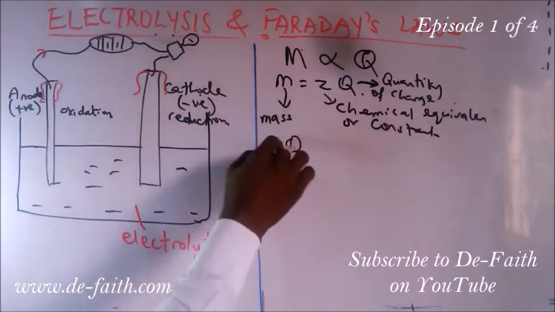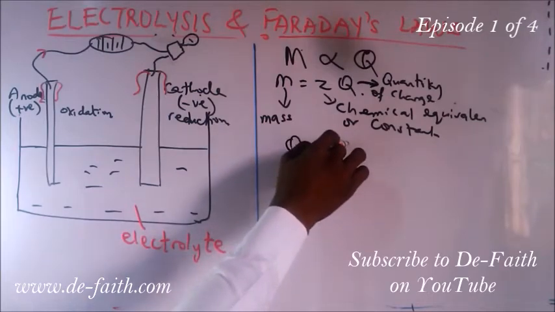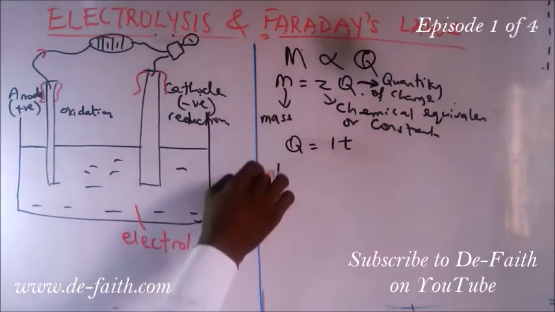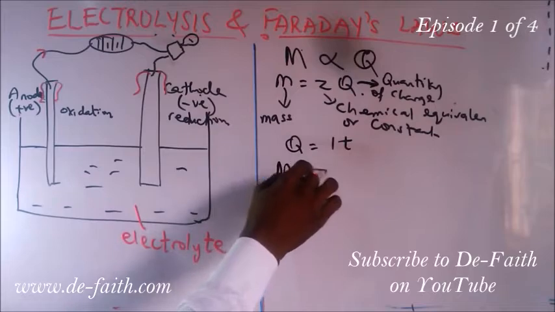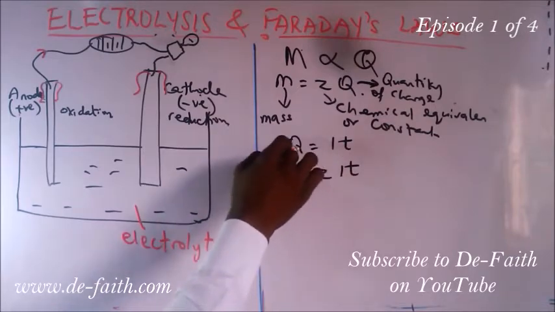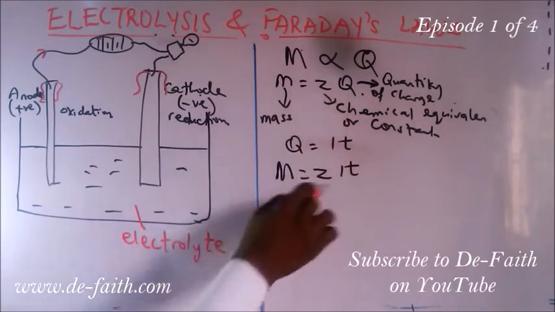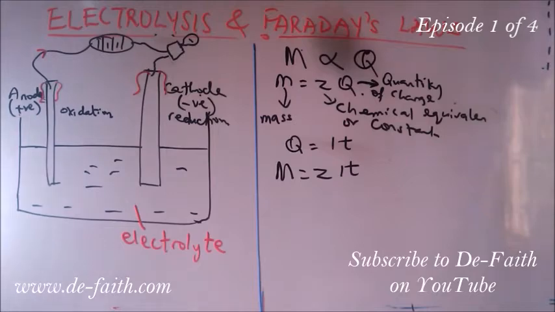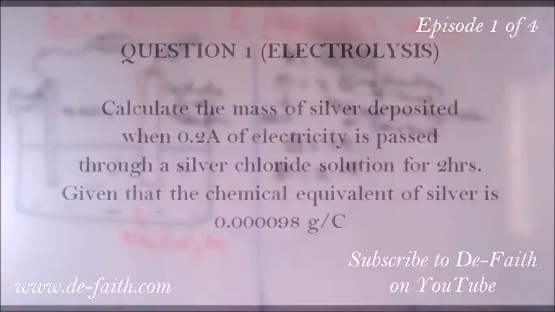Now we also have it that Q itself is equal to current times time, IT. And so we could have it that M equals ZIT. That is, when we replace Q with IT, we have M equals ZIT. So let us take some examples of Faraday's first law.